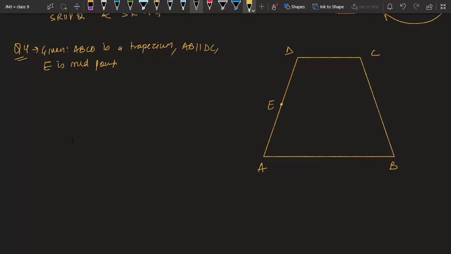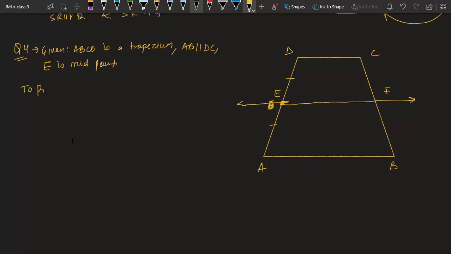So E is midpoint. After that, what they are saying, a line is drawn through E parallel to AB. So we are drawing a line through E parallel to AB like this. This is a line which is parallel to AB. Let me write this again. This is E. We know this is a midpoint. That means these two are equal. We have to prove that F is midpoint of BC.